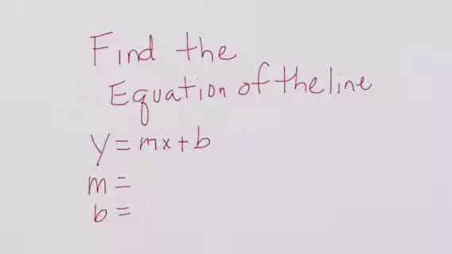Open up your MTT, date it for today's date. The title of this video is Finding the Equation of the Line. The formula that we're going to be using is y equals mx plus b, m equals, b equals.